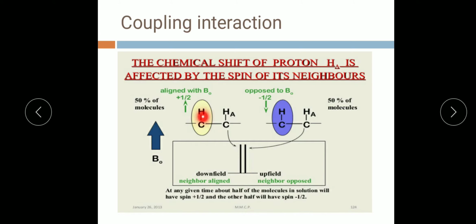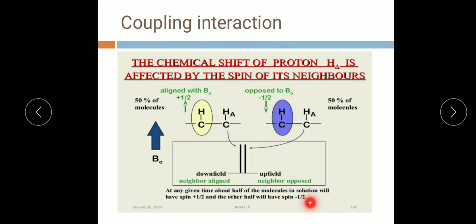When plus half spin couples with the adjacent proton, you will get the signal in the downfield region. Means in a molecule, half of the molecules in a solution will have plus half spin and the other half will have a minus half spin.